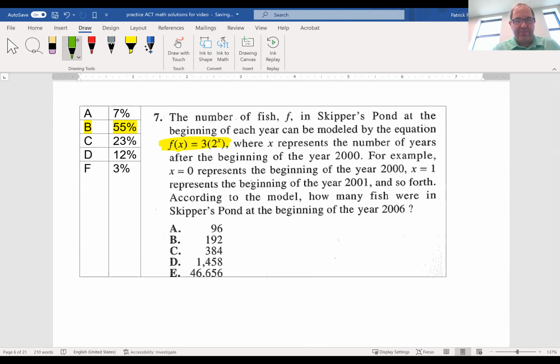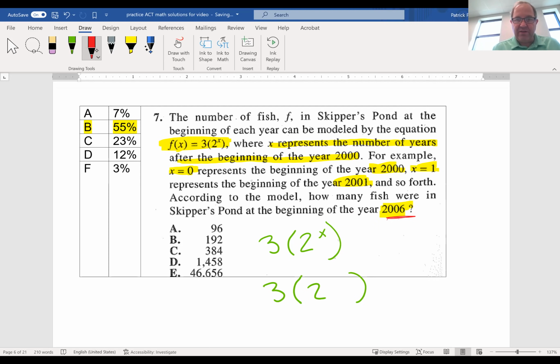So I'm going to write that out. 3 times 2 to the x power. And it says, importantly, x is the number of years after the beginning of the year 2000. So for example, they're saying x will be 0 in the year 2000, x will be 1 in the year 2001, and so on. They want to know how many will be there in 2006. So this is just checking, first off, can you use your calculator? Secondly, can you plug the numbers in? So what would go in for the x?